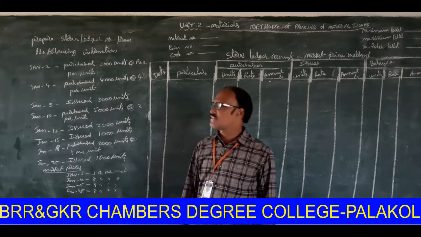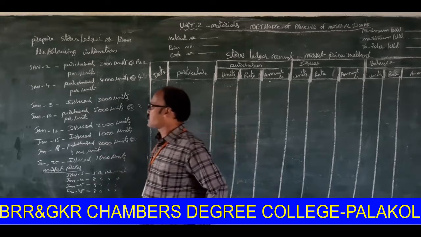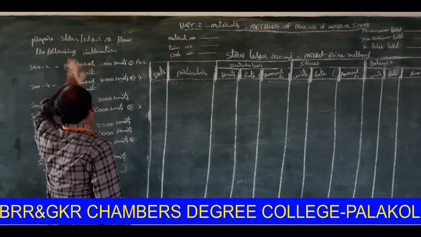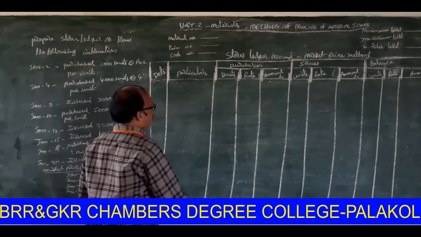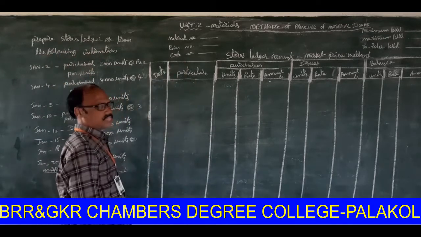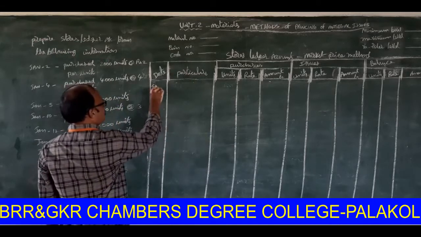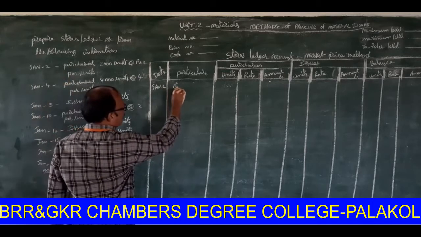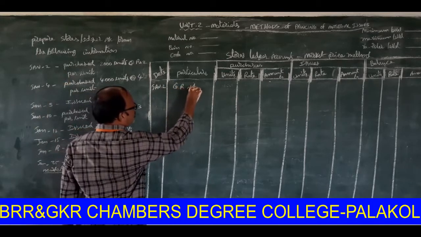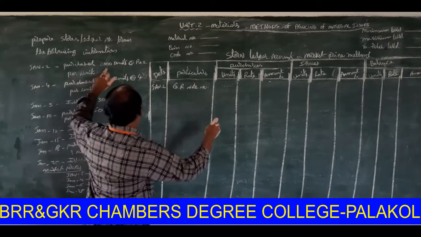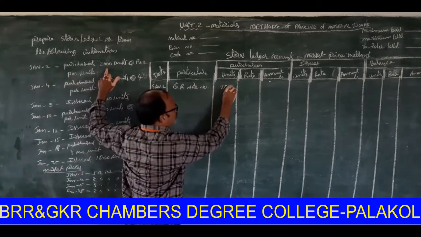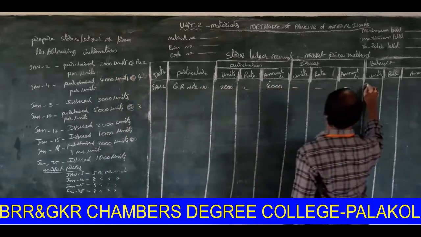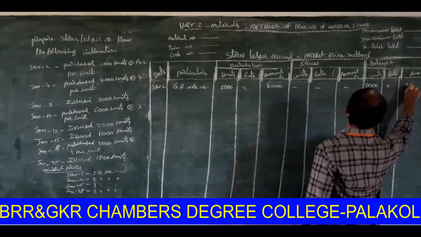Do you understand that? Look at the problem, a very easy problem. From the following, prepare stores ledger account. Same format. January 2nd, purchased. Goods receipt note number. How many units purchased here? 2,000 units, 2 rupees, 4,000.